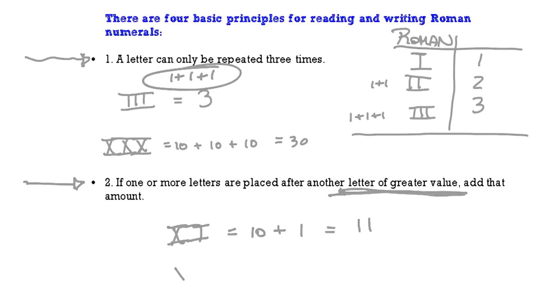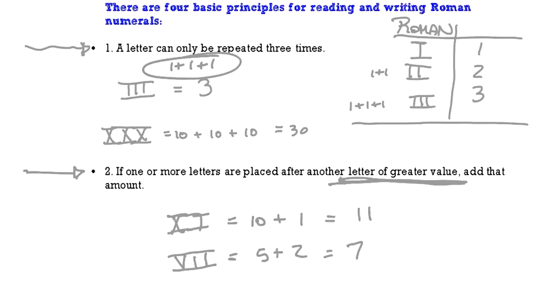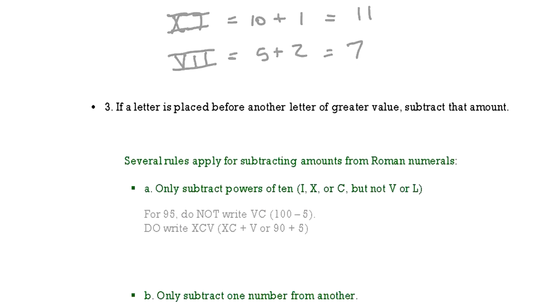Again, if I have V and then 2 I's, so I have a 5 and a 2, right? So that's 5 plus 2, or 7. Then we add them in that case, okay?